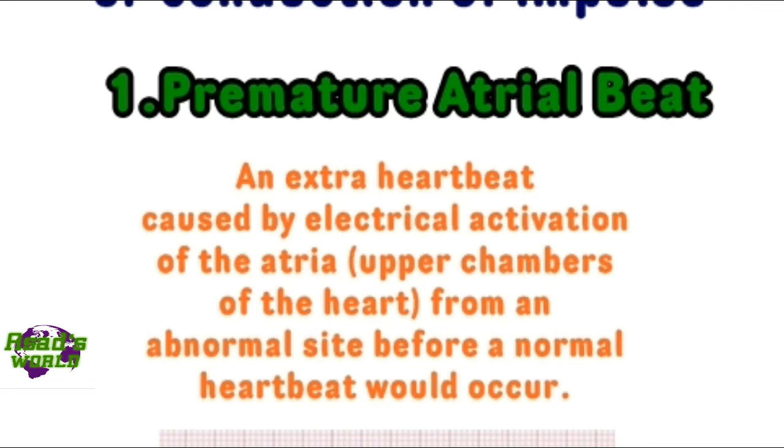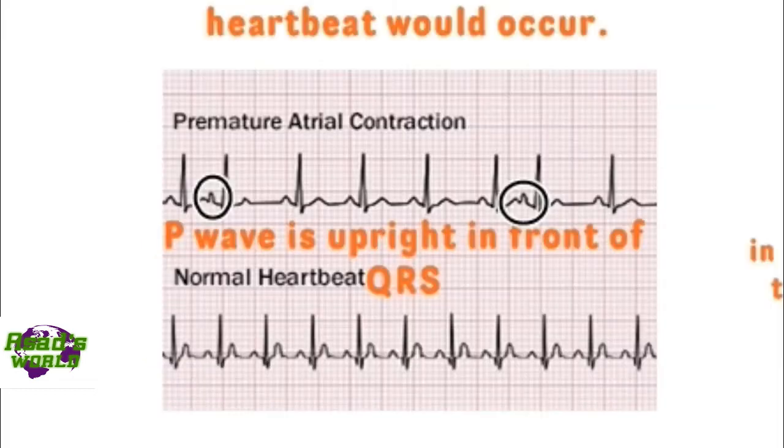Now the first dysrhythmia I will discuss is premature atrial beat. It is basically an extra heartbeat caused by electrical activation of the atria from an ectopic site before the normal heartbeat would occur. Now I will show you how you can identify it on the ECG strip. Look at the P wave and compare it to normal. It is more upright than in the normal, and you can see that it is very close to the T wave. This actually represents the premature atrial contraction.